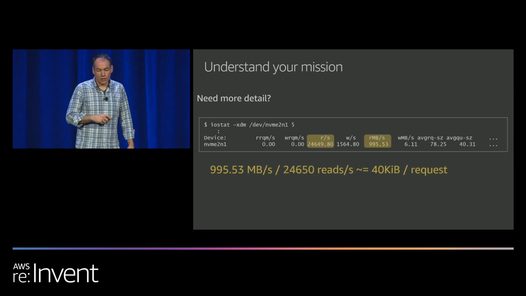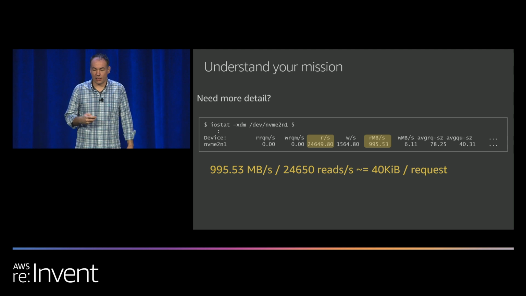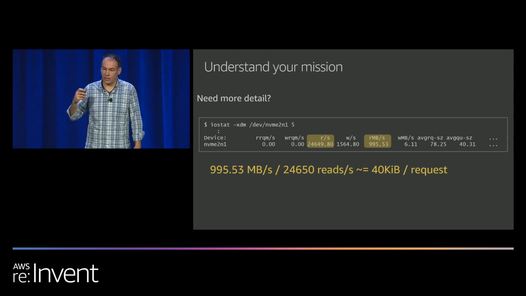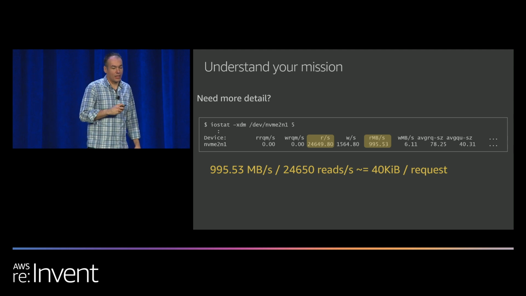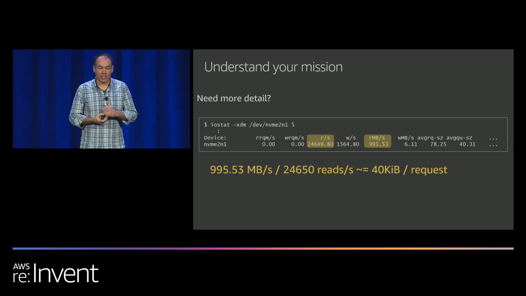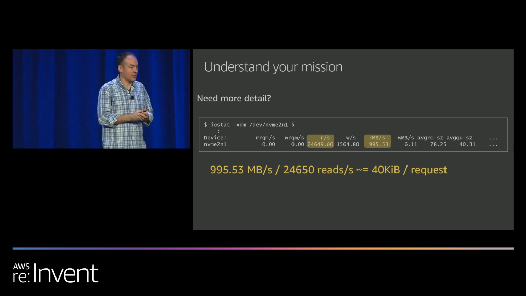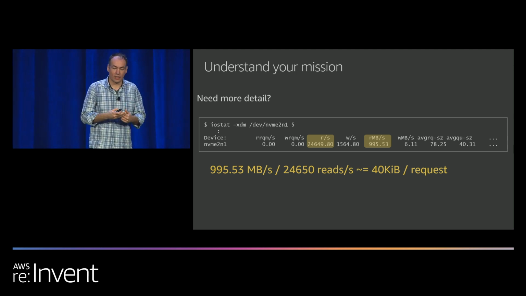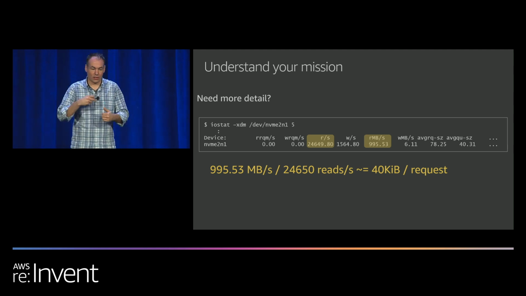And on the read side, so this is r/s, read requests per second, and then the read throughput, I'm doing about 25,000 IOPS and getting about 1,000 megabytes per second of throughput. And so that comes out to about 40K per request. So under that 256K merge size, under that 256K limitation.